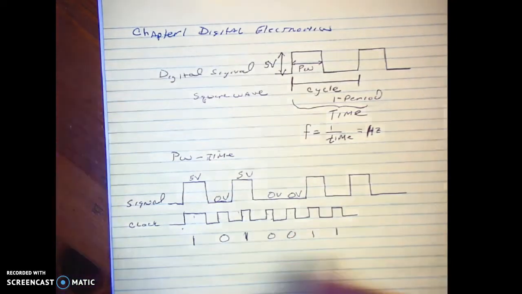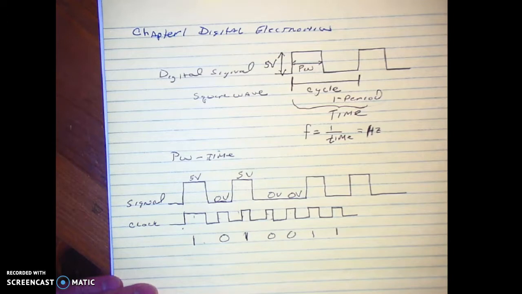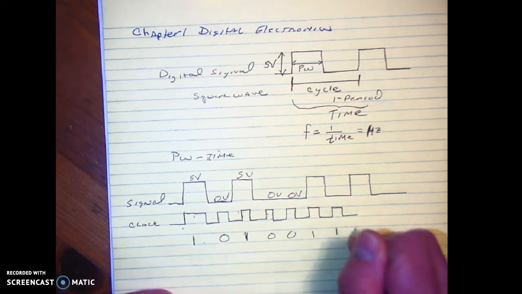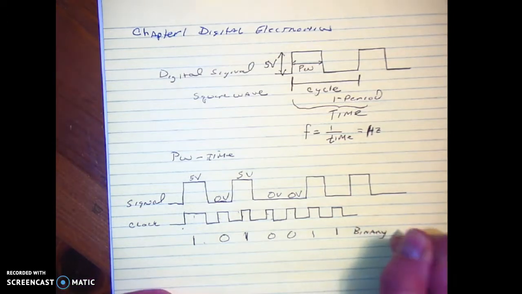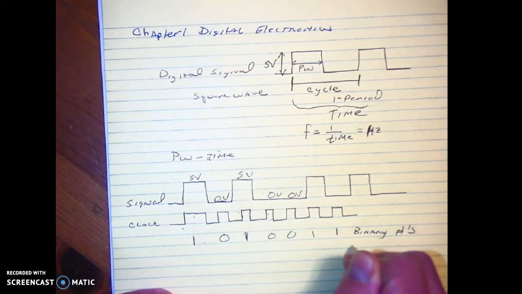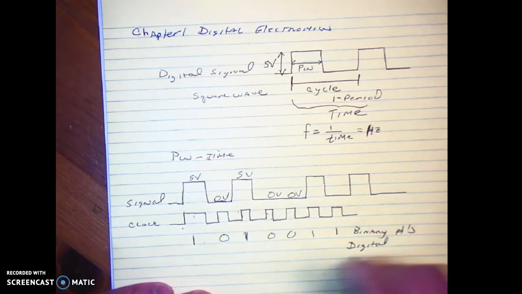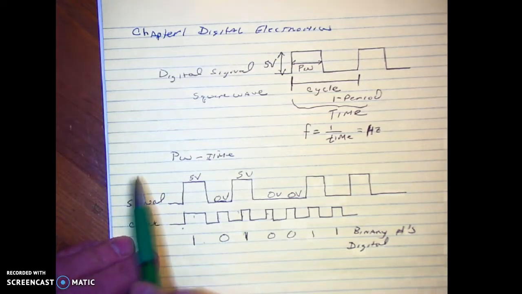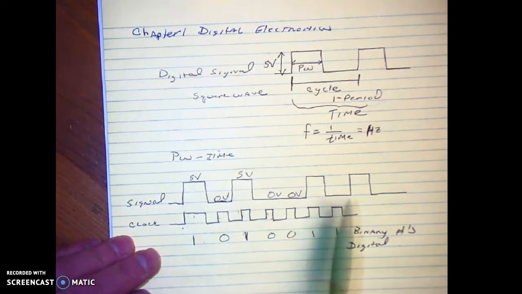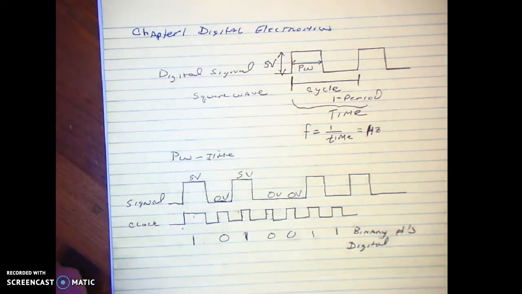Now, if you notice, we're actually using what we call binary numbers down here. Binary numbers, we'll talk about those later, are numbers that are in digital. These are binary numbers, and these are digital numbers. Why? Because computers only work on 1s and 0s. That'll be on a quiz. So basically, a digital signal is a repeating pattern of square waves, and we can get a lot of information out of those square waves.